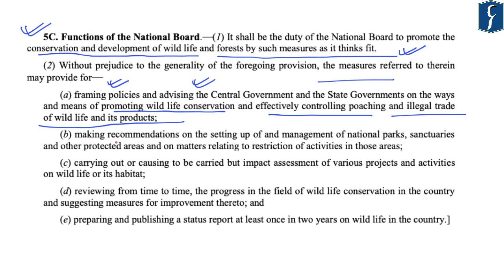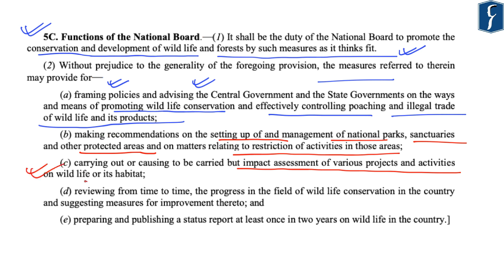Further, the National Board can make recommendations with respect to the setting up and management of national parks, sanctuaries, and other protected areas, and on matters relating to restriction of activities in such areas. Further, the board can carry out impact assessment of various projects and activities on wildlife or its habitat. Further, the board can carry out a review of the conservation efforts being taken in the country with respect to various species, and can also suggest important measures with respect to wildlife conservation.